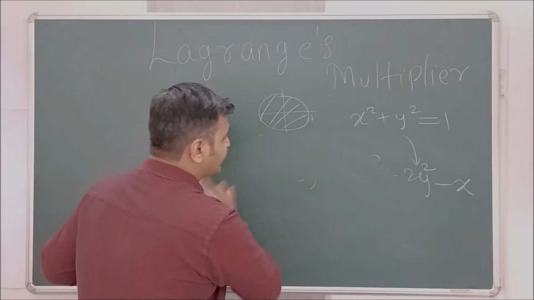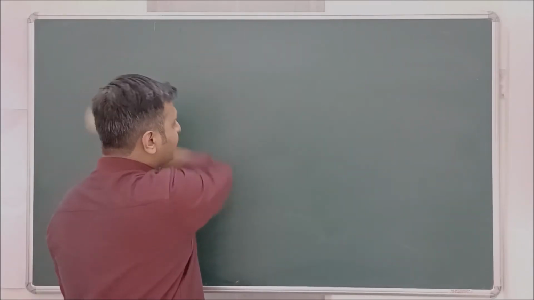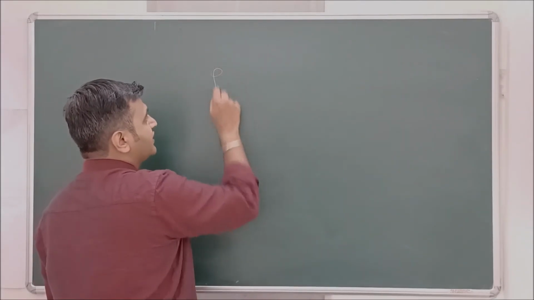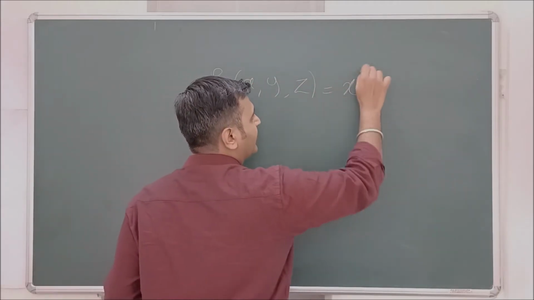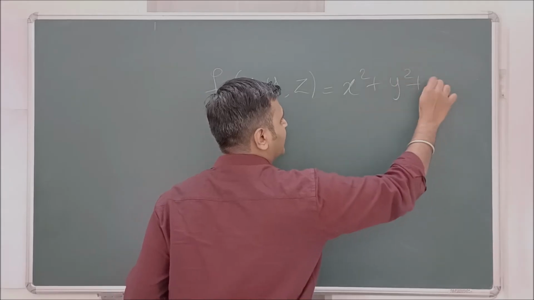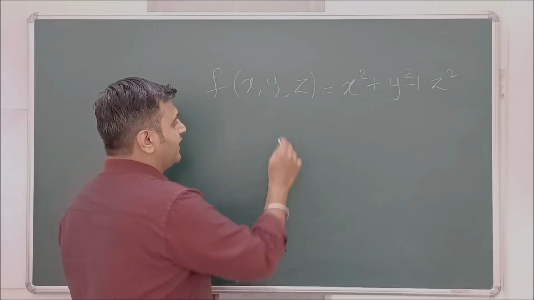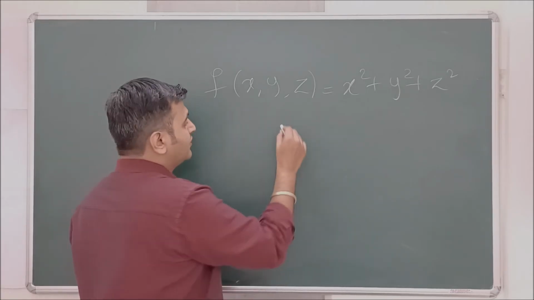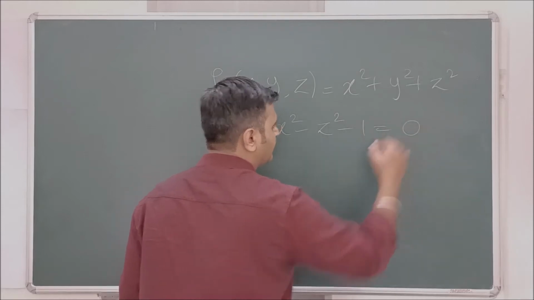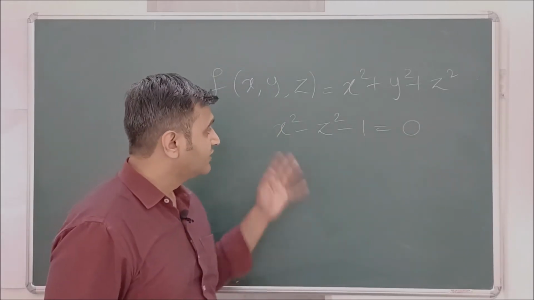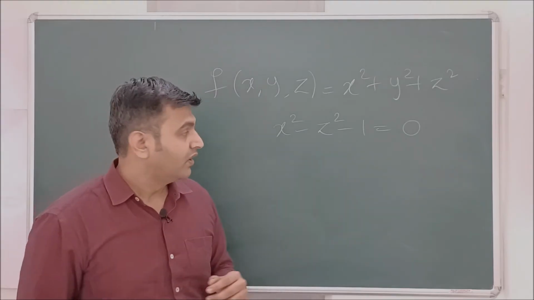So there is one nice example. Suppose you want to minimize a function. Say f(x,y,z) = x² + y² + z². And I'm giving you a constraint that your x, y, z should lie on x² - z² - 1 = 0. So this is the constraint. Well, this is nothing but a hyperbolic cylinder.